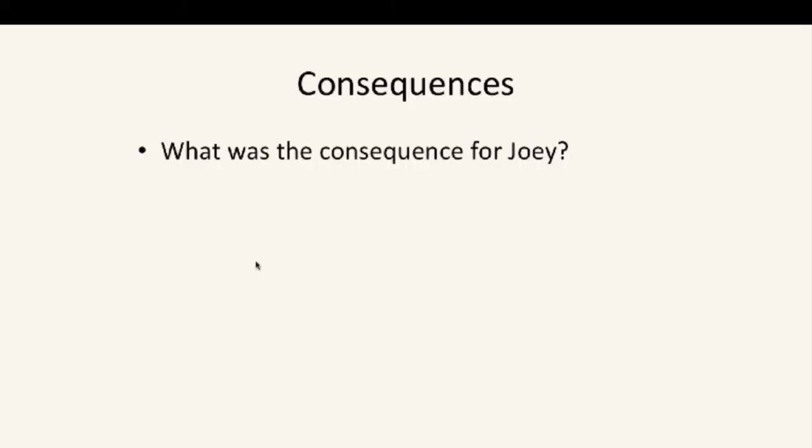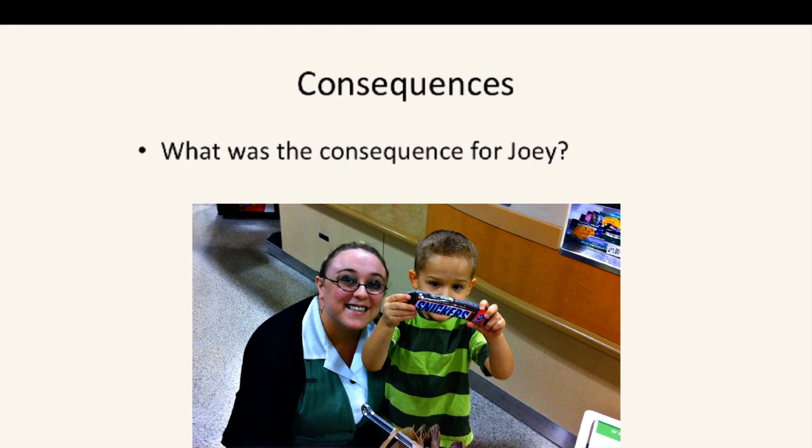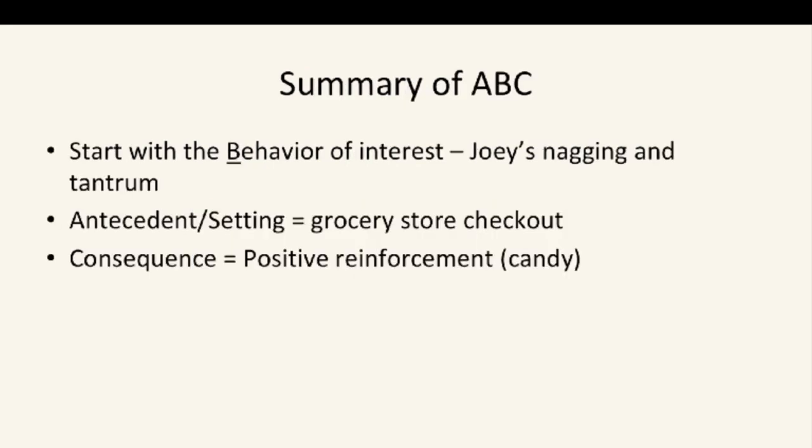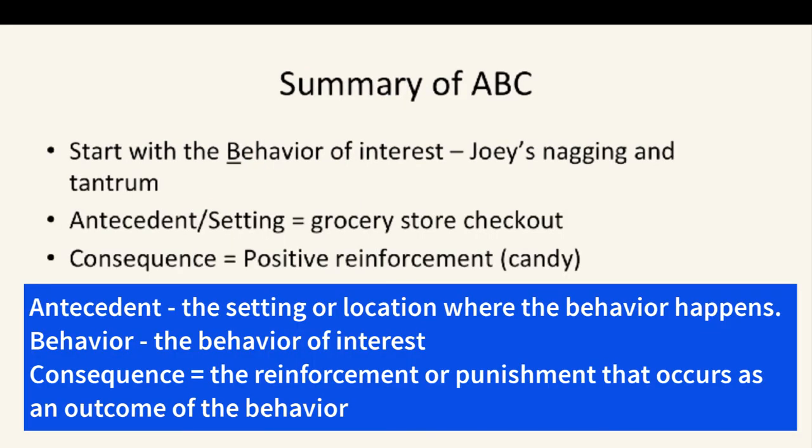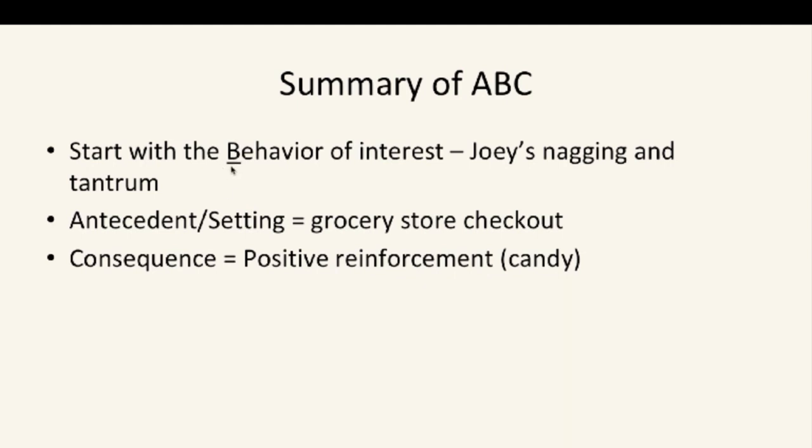So in terms of consequences, what was the consequence for Joey? Yeah, he got candy, right? So he was positively reinforced for nagging and for throwing a tantrum. So for a summary of ABC, we can see that we start with the behavior of interest, as we actually start in the middle with the B, Joey's nagging and tantrum. And then we can look at the antecedent. Remember, a more common word for that would be the setting. And then the consequence, what happens. And in his case, it was positive reinforcement with candy.